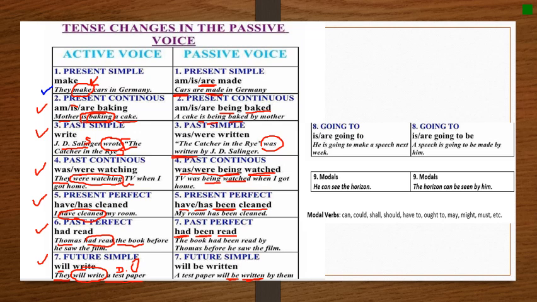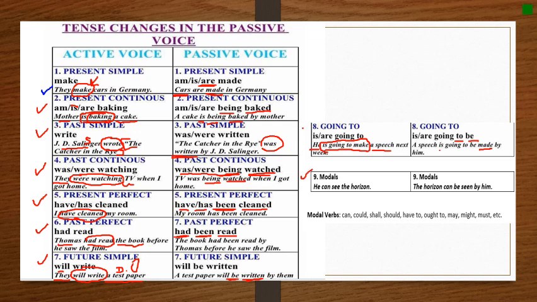Now, number 8 is: he is going to make a speech next week. He, my subject, is going to make. This is the whole verb, be going to, remember, be going to plus base form, a speech. So a speech is going to be made by him.